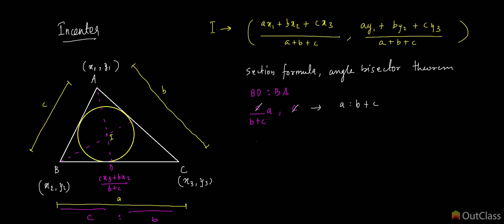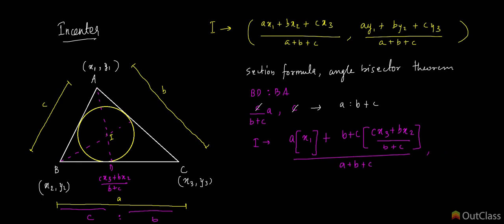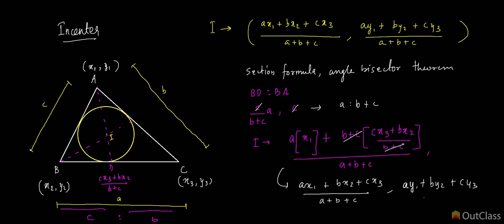So then what are the coordinates of I? Let's again just look at the x coordinate. It would be a multiplied by x1 plus (b plus c) multiplied by (cx3 plus bx2) by (b plus c), divided by (a plus b plus c). That's the x coordinate, and you have a similar expression for the y coordinate. I'm not going to repeat myself there. The (b plus c) terms cancel, and you will see it is simply (ax1 plus bx2 plus cx3) by (a plus b plus c). Similarly, you will get (ay1 plus by2 plus cy3) by (a plus b plus c). So that is how you get it. You get it from the section formula and the angle bisector theorem.